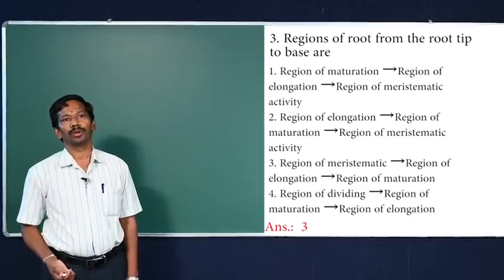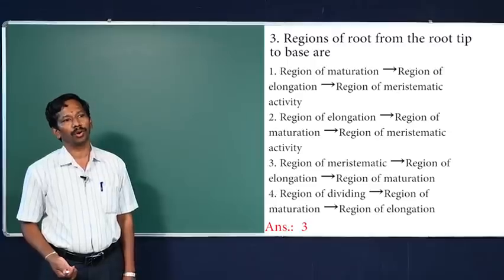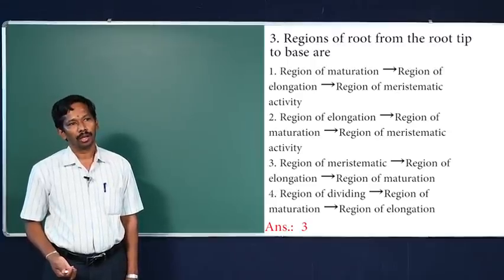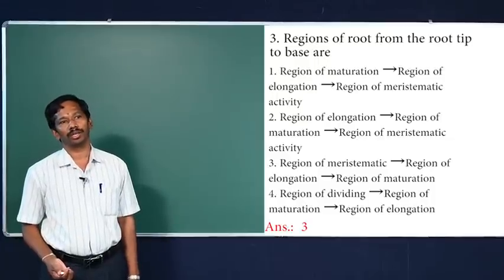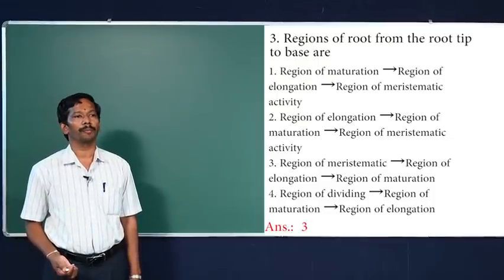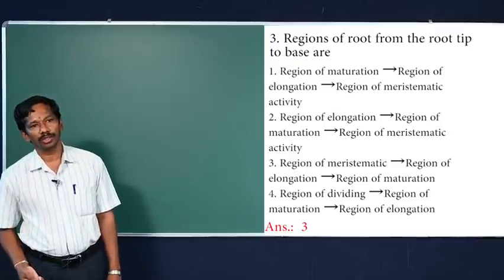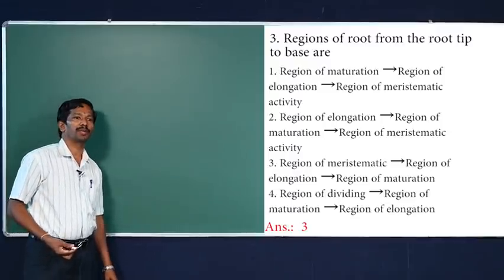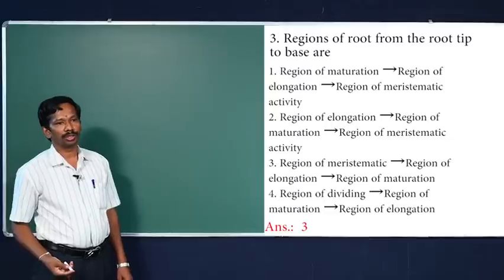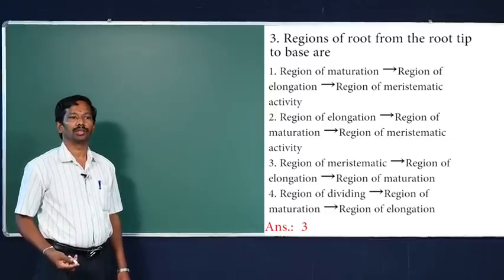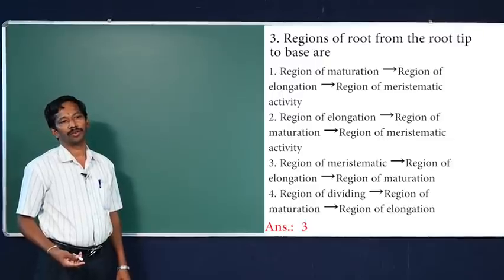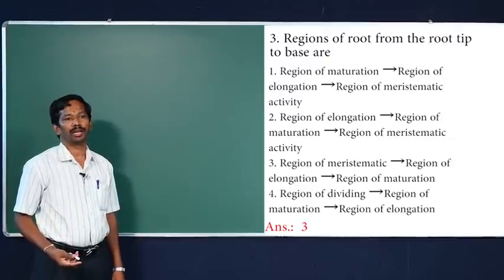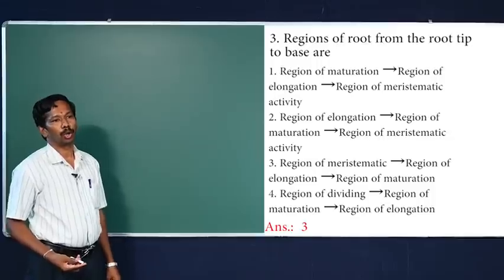Region of root from root tip to the base of the plant, options have been given. Option number 1, region of maturation, region of elongation, region of meristematic activity. Option number 2, region of elongation, region of maturation, region of meristematic activity. Option number 3, region of meristematic activity, region of elongation and region of maturation. And option number 4 is region of division, region of maturation and region of elongation. Answer is option 3.